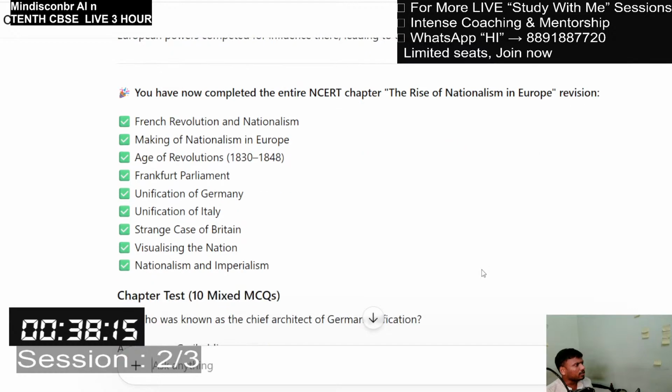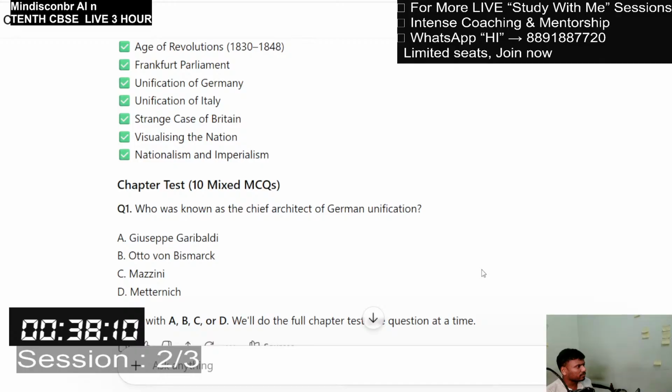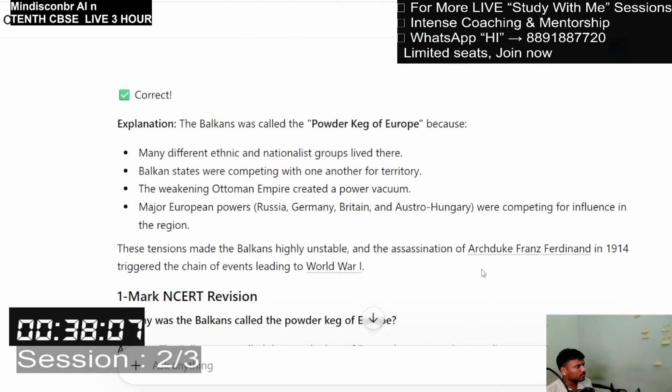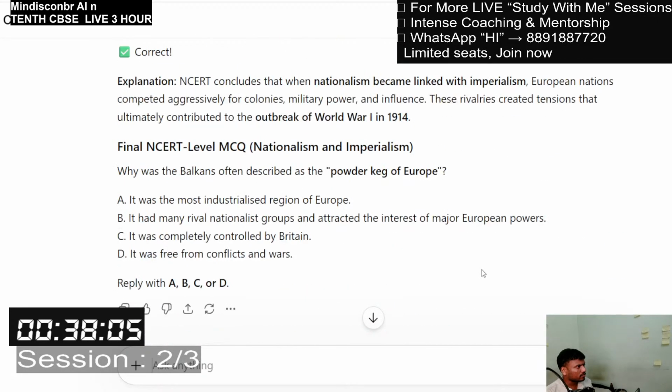You have now completed the entire NCERT chapter, The Rise of Nationalism in Europe, revision. Now, before that, we have to go to the previous year questions asked from the two sections, that is nationalism and imperialism, and the earliest chapter, sorry, it was Visualizing the Nation.